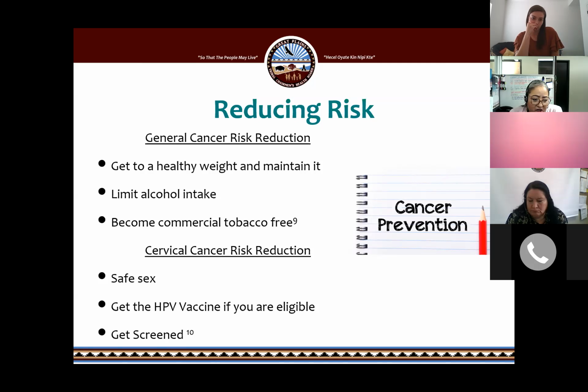Next, limit your alcohol intake. Currently, it is recommended that women not exceed 1 alcoholic beverage per day and men not exceed 2 alcoholic beverages per day. But the best course of action is to avoid alcohol completely.